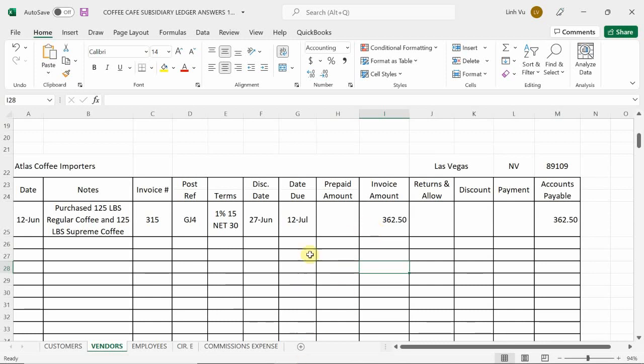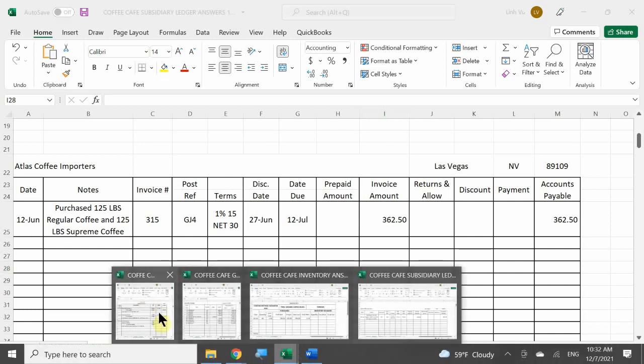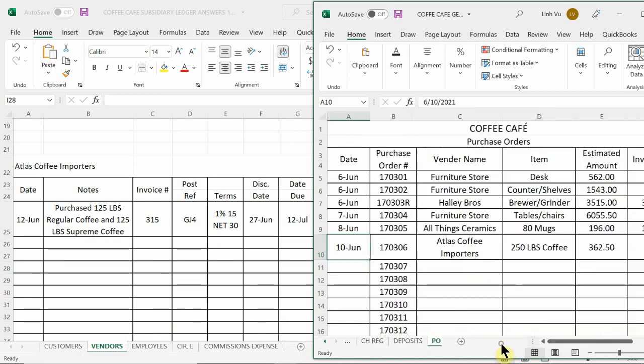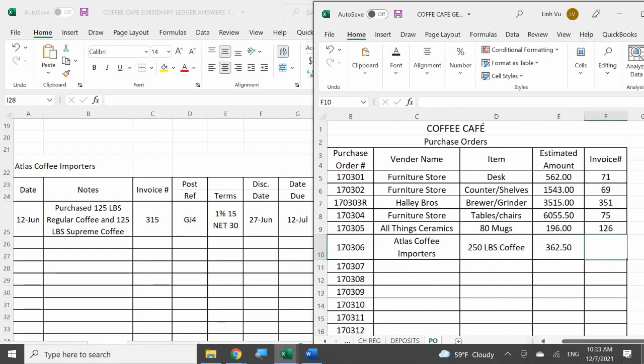And of course, now that we have all this information, we need to update our purchase orders, because we received our inventory. So purchase orders, here we are. We received our items for the $362.50, invoice number 315.